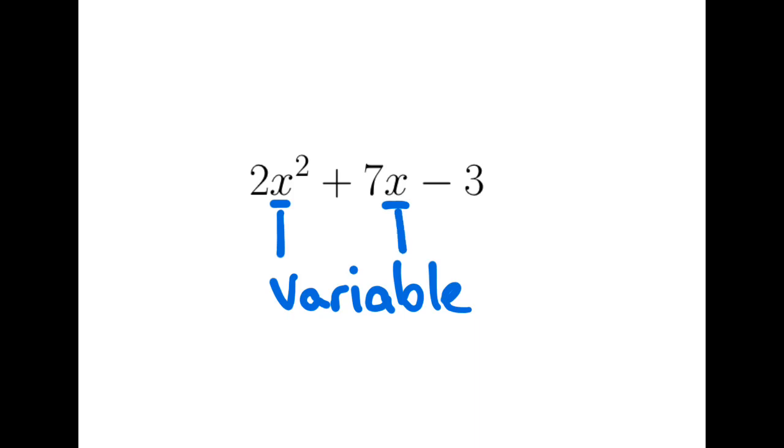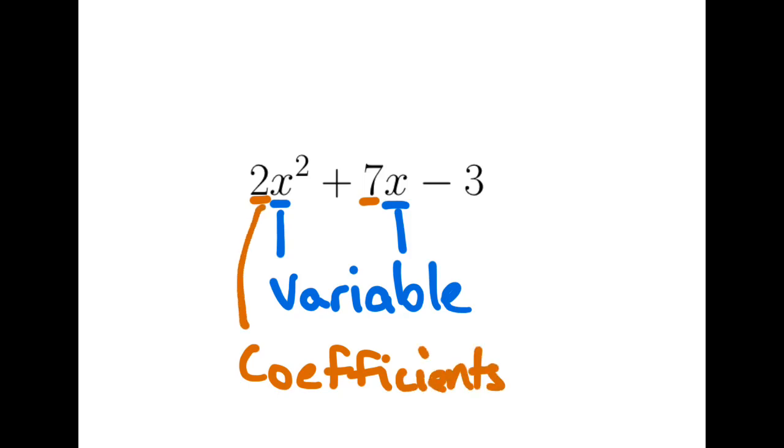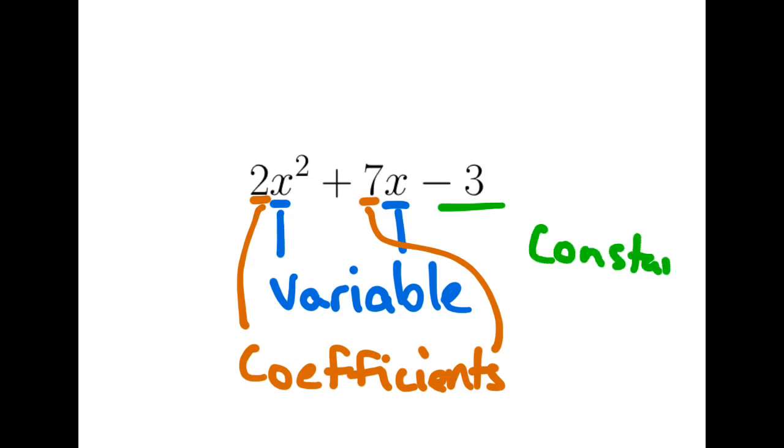So then we have numbers attached to those variables. We have the 2 and we have the 7. Those constants attached to a variable term are called coefficients. So 2 is the coefficient of x squared, and 7 is the coefficient of x. Then we have this minus 3 at the end, and that is just the constant term. No matter what we plug in for x, that term stays the same, so it's constant. There's no variable attached to it, so it's not varying, so it's constant.